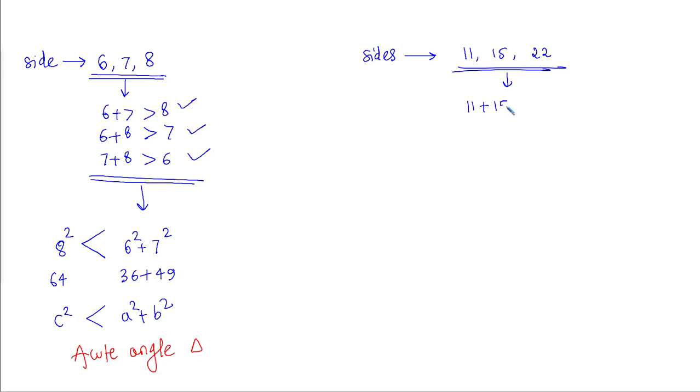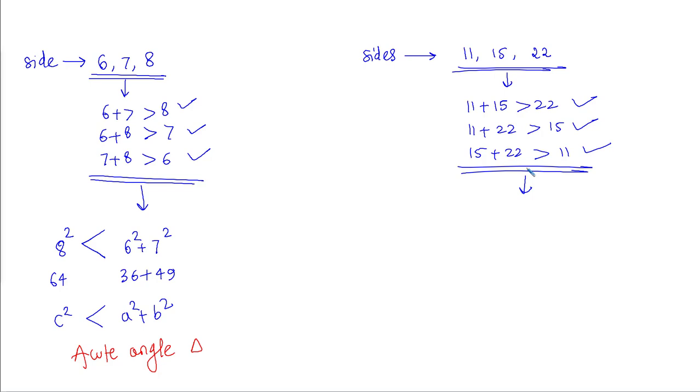11 plus 15 is greater than 22, is it correct? Yes. Then 11 plus 22 is greater than 15, is it correct? Yes. And then 15 plus 22 is greater than 11, is it correct? Yes. So we can draw this particular triangle. Now we need to identify which kind of triangle it is.